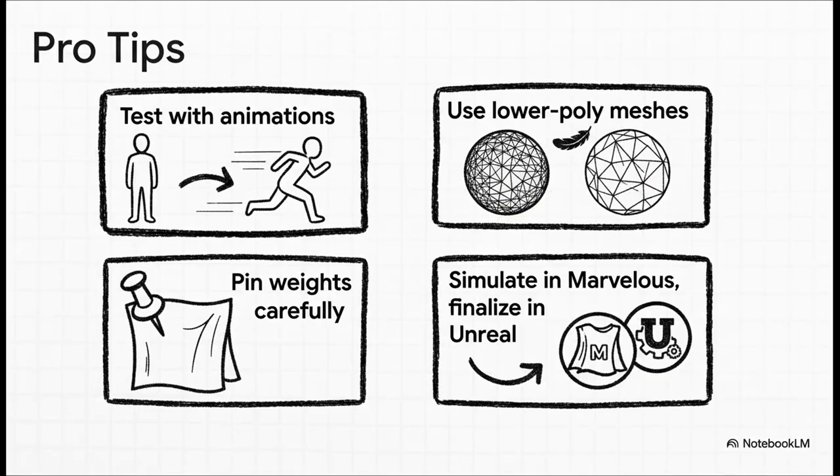All right, before we wrap up, here are a few pro tips that apply no matter what workflow you pick. First, and this is a big one, please test your cloth with actual animations, not just in a T-pose. It might look great standing still, but fall apart the second the character moves. For real-time stuff, keep your mesh resolution reasonable. Don't go crazy. And really, take the time to master your weight painting, especially pinning. That is the secret sauce to getting your fabric to flow just right.